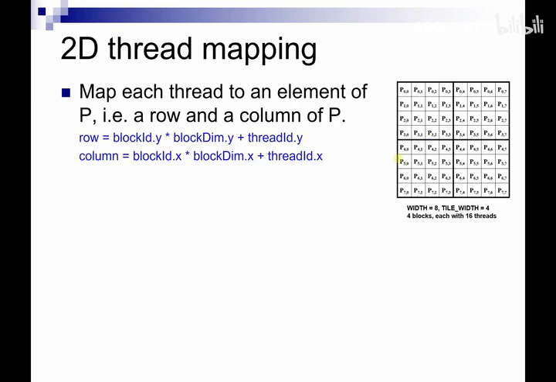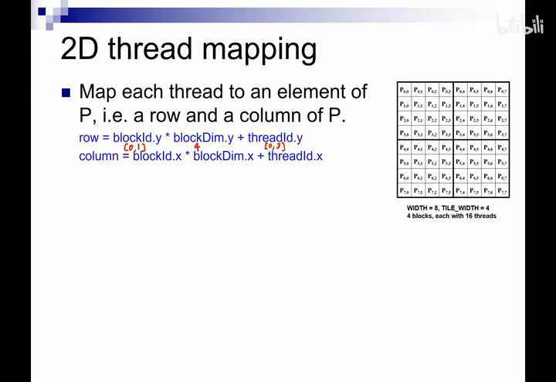Okay, because they're 4x4s, right? And then you add it to the thread ID, which is a number from 0 to 3. So that tells you which row you're in. Basically here, this block ID is between 0 and 1, and this number is equal to 4 here. And this thread ID.y is going to be a number from 0 to 3, so that tells you which row you're in.